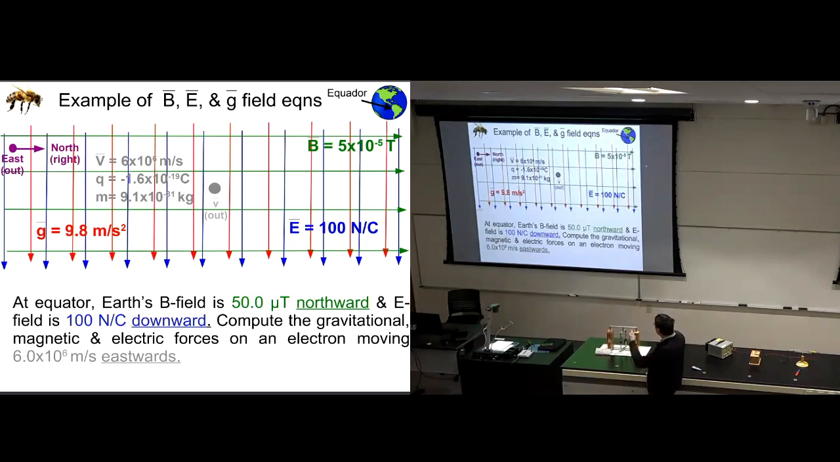And so this is all the information I've collected together on this one picture for all of these fields that I'm going to calculate, all of these forces on this particular electron traveling with this particular speed, in this particular direction. And so that's the plan. So let's see if I can do this. I guess I'll do it on the document camera.